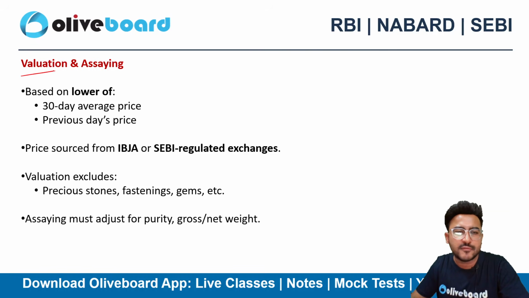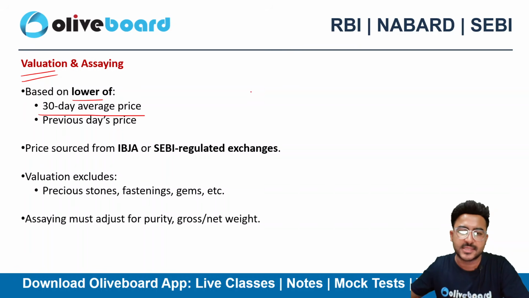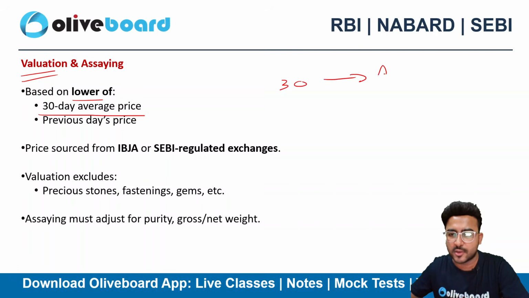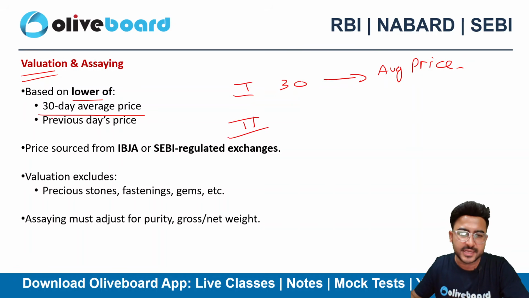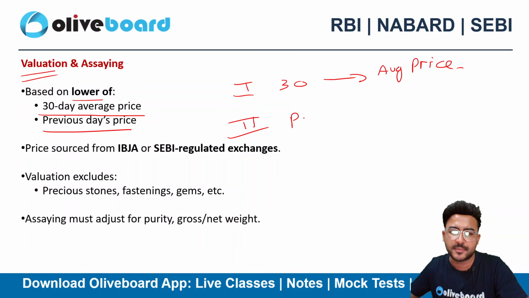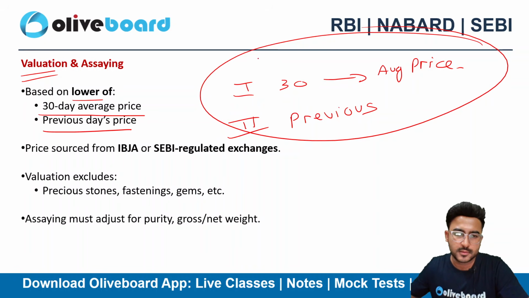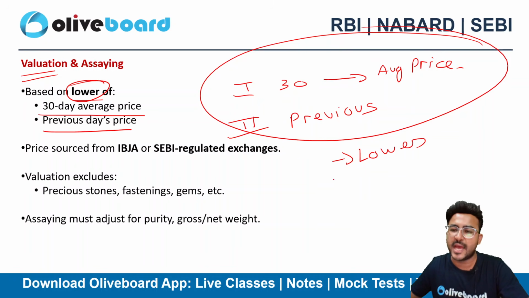If I talk about the valuation, it is based on the lower of the following: the 30-day average price. What is the average price of 30 days? Take that. This is the first criterion. Second is the previous day price. What is the price prevailing on the very previous day? Whichever is lower. The lower of the following two will be taken as the valuation of your gold.